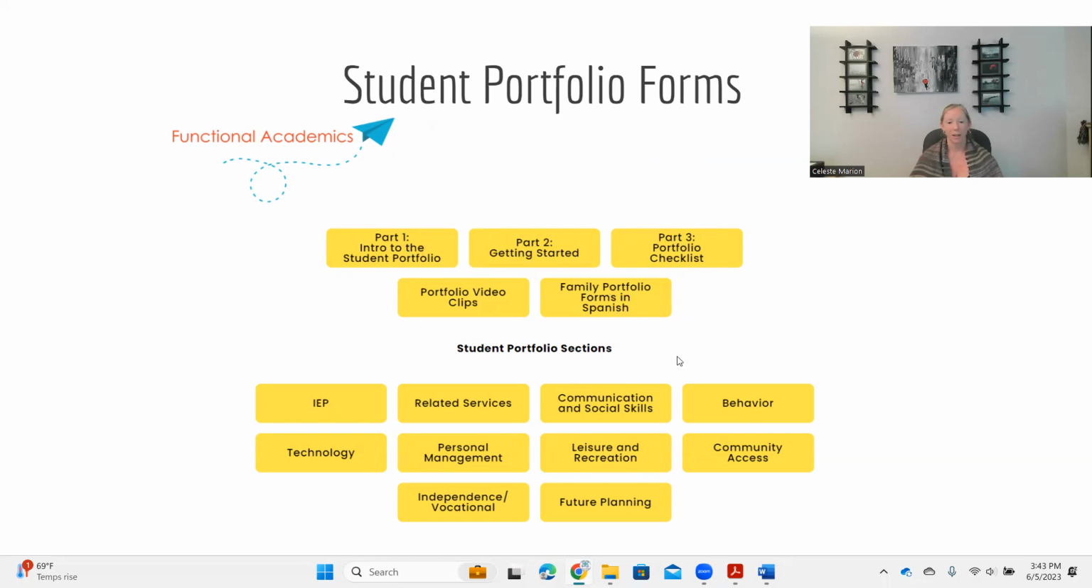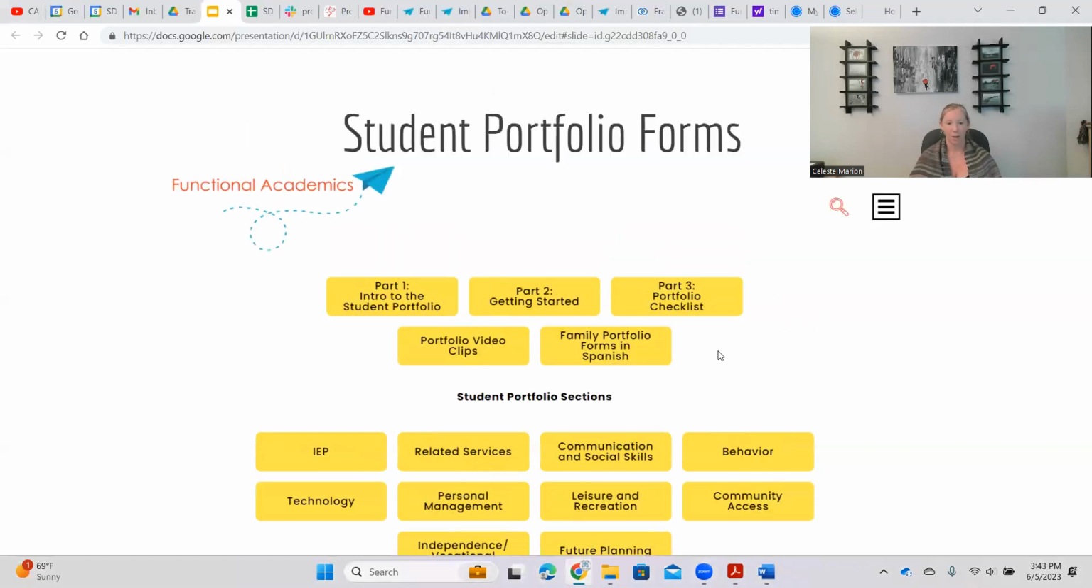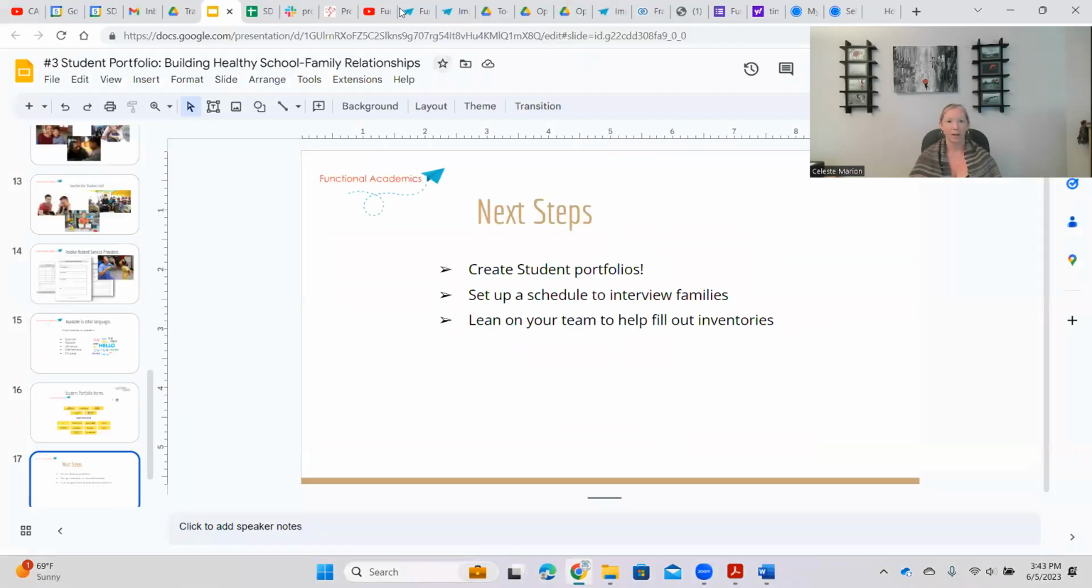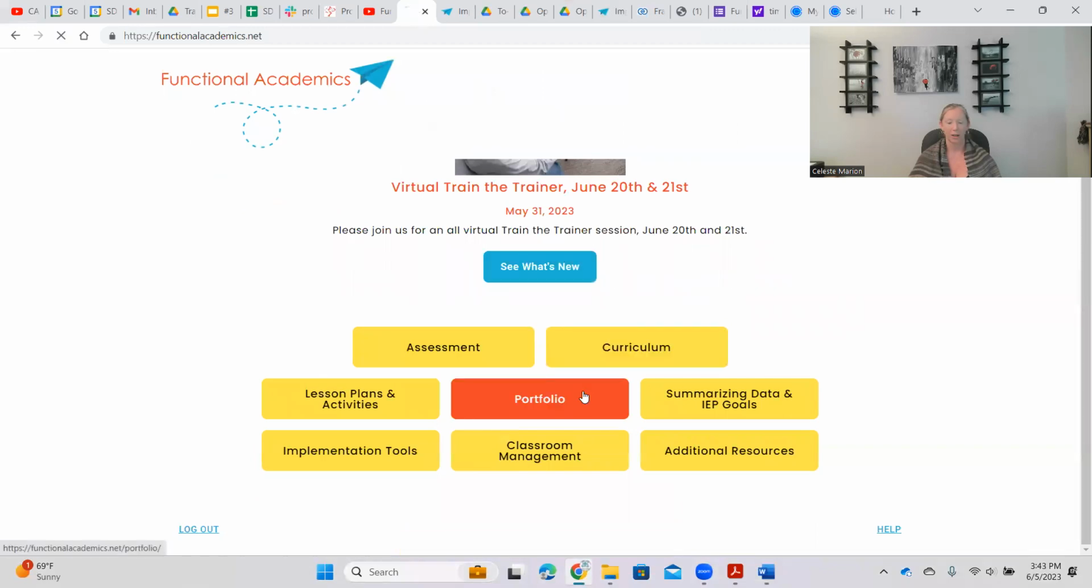Okay, so here's the sections for the portfolio. Those are IEP, goals at a glance, related services, calm, behavior, community access, etc. When you click into each one of these buttons, you will find an introduction to that section, and then you'll see some hyperlinks for both school and family. So do take some time to do that. Let's see if I can get you in there right now, and let's take a look at what this page looks like.